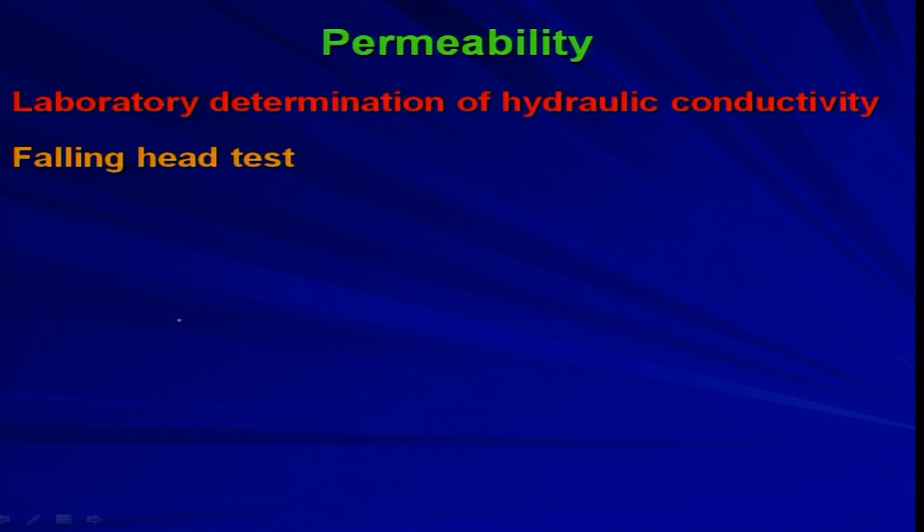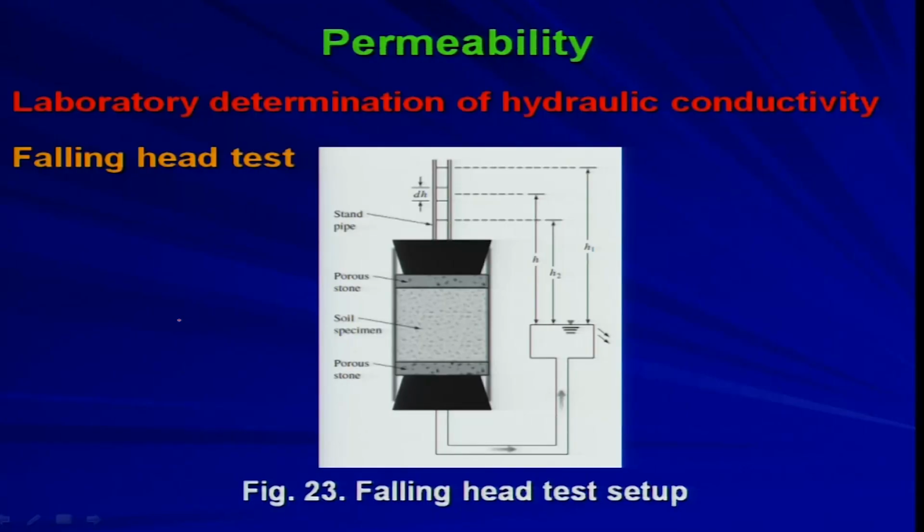Now, once we have seen the constant head test, another test is the falling head test. There you are allowing the water head to fall from some height to some different height. So we will see that. This is the test procedure.